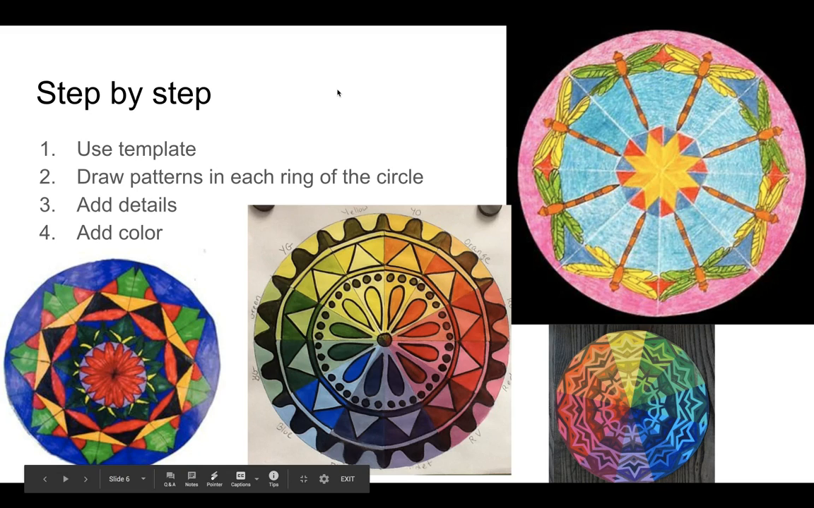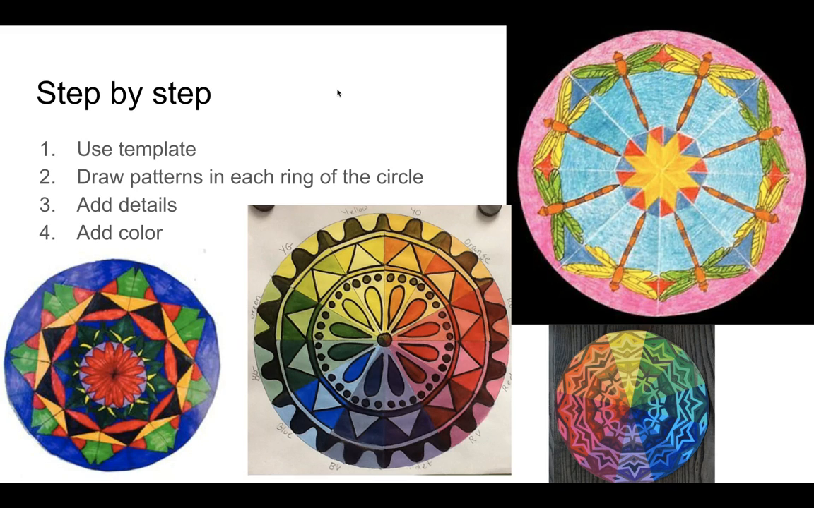Okay, so you will be given a template, and if for whatever reason you don't have access to the template, in the demo video I am going to show you how to draw out your circle first, but you should be given a template, which will basically just be a piece of paper that already has a circle with some rings on it for you to draw and color into. And so you're going to draw your patterns in each ring of the circle and then add details and colors.